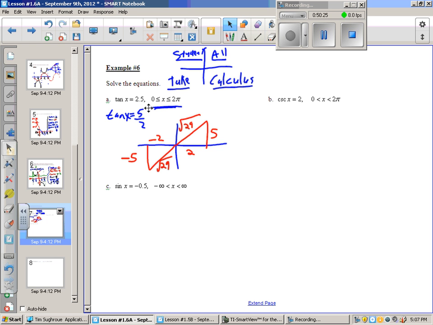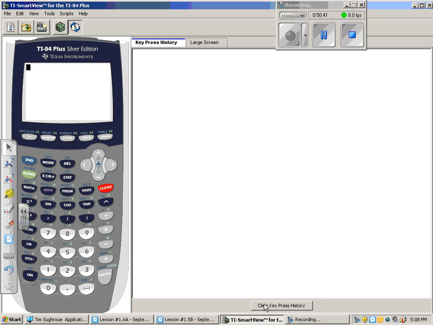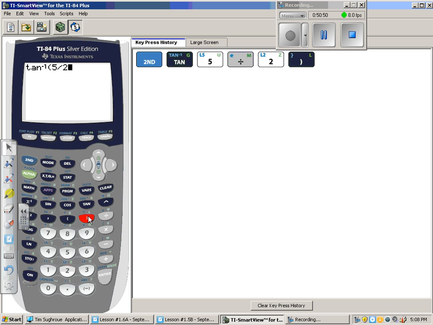On a problem like this, you must use your calculator. There's no way to get around it. So we'll go to the calculator and we'll do the inverse tan of 5/2. Okay, so I'm going to clear this out. I'm going to clear this here so you can see it. I'm going to go inverse tan of 5/2. And when I do that, I get 68.198. Remember, I'm still in degree mode here.